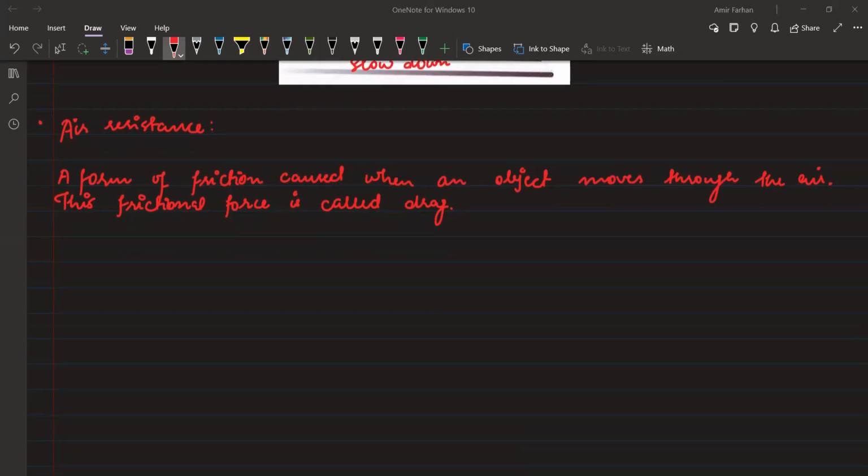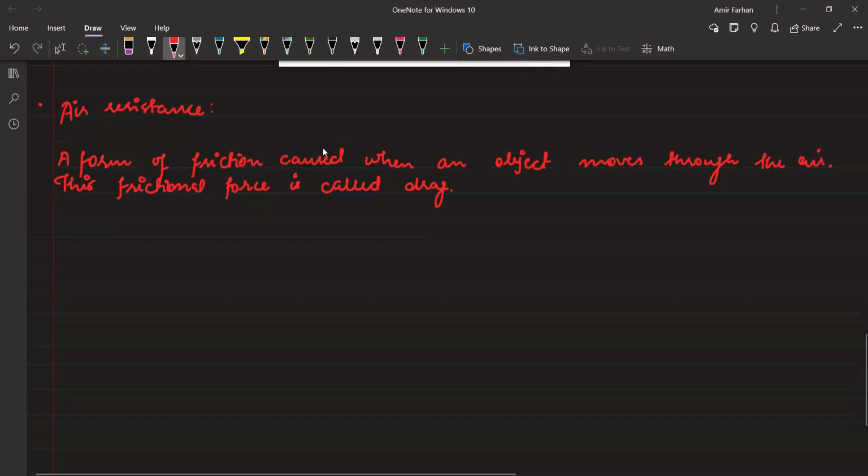Okay. So as you can see, this form of friction is called drag. When the air exerts a force on an object, it is called drag. Okay. So how do we calculate this? Let's finalize how we calculate it.